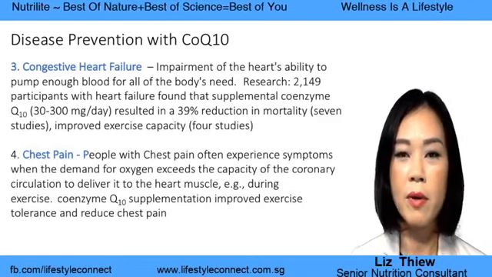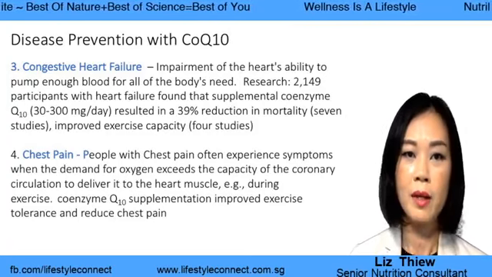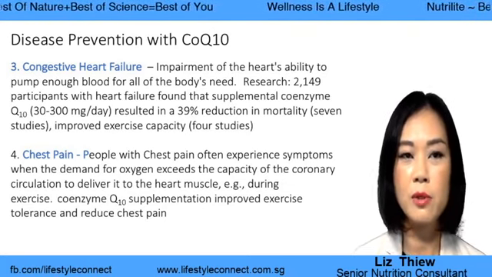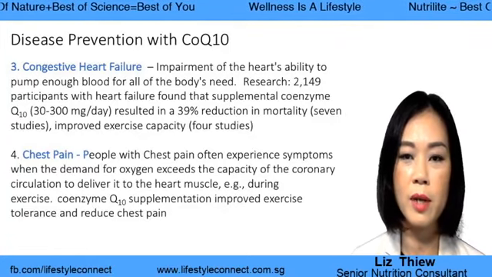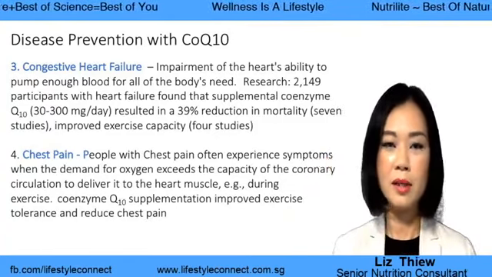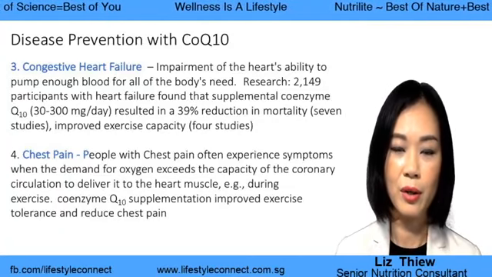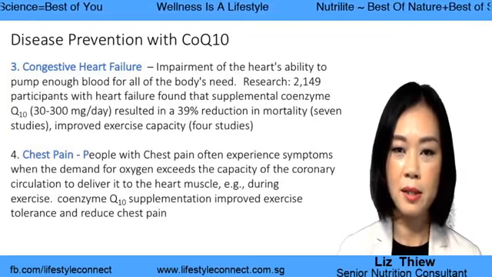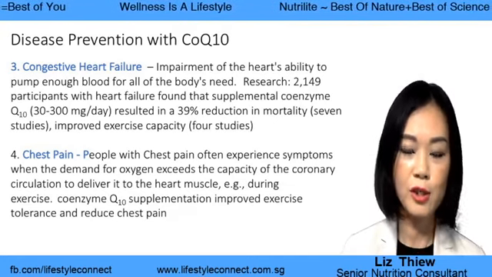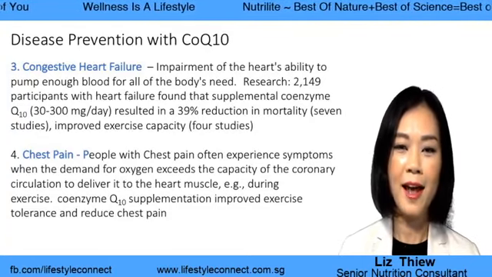There was a lot of research done, but this one is a larger study of 2,000 people who already have heart failure. By taking coenzyme Q10, with a dose of about 30 mg to 300 mg, so if you are taking Nutrilite coenzyme Q10, 30 mg is one tablet and 300 mg is 10 tablets a day, it resulted in a 39% reduction in mortality, meaning 39% less death. They also improved exercise capacity, meaning you have better stamina, better heart and lung functions. These are very reliable research findings.